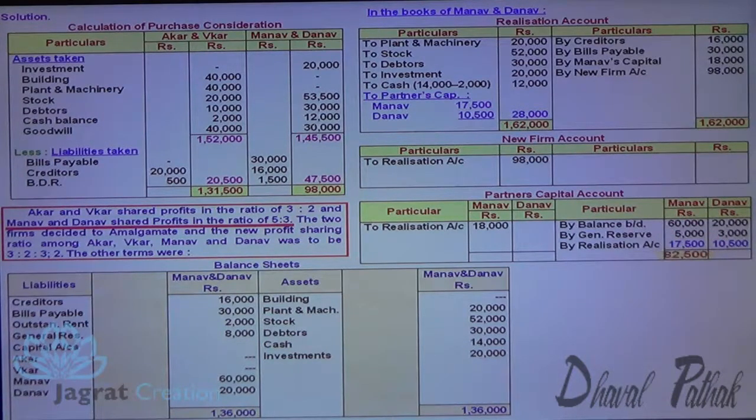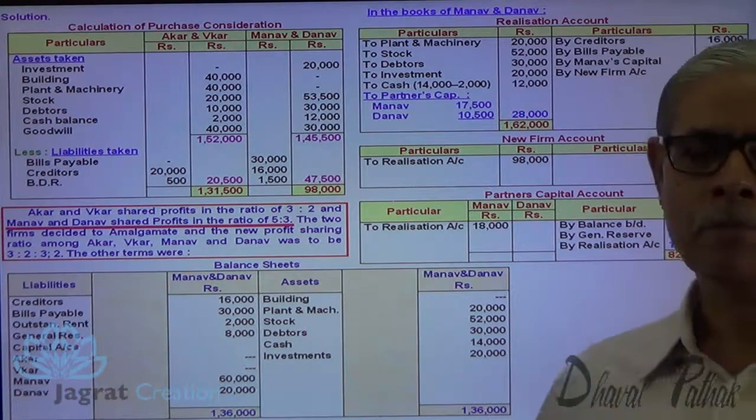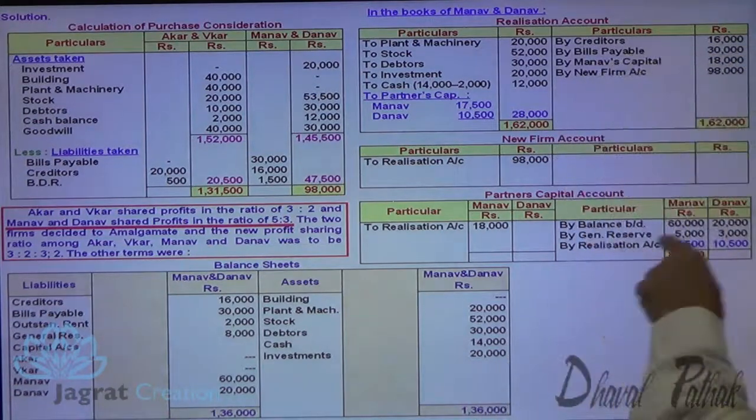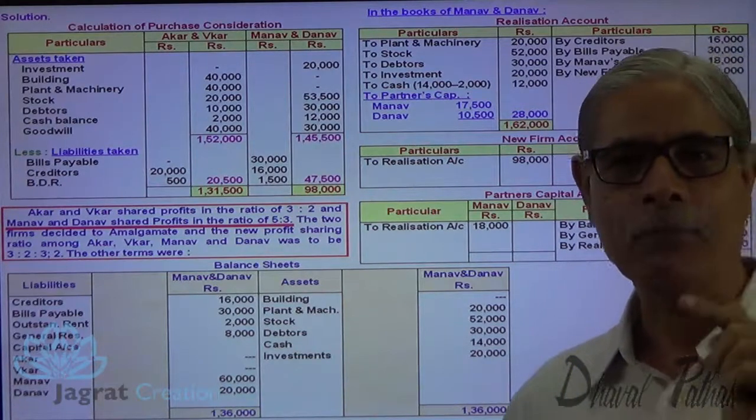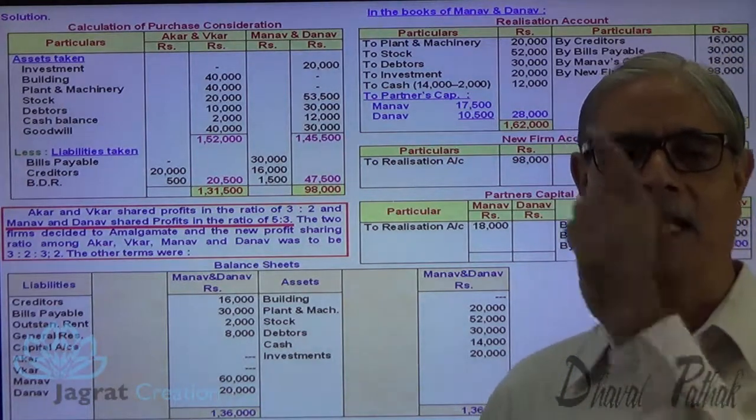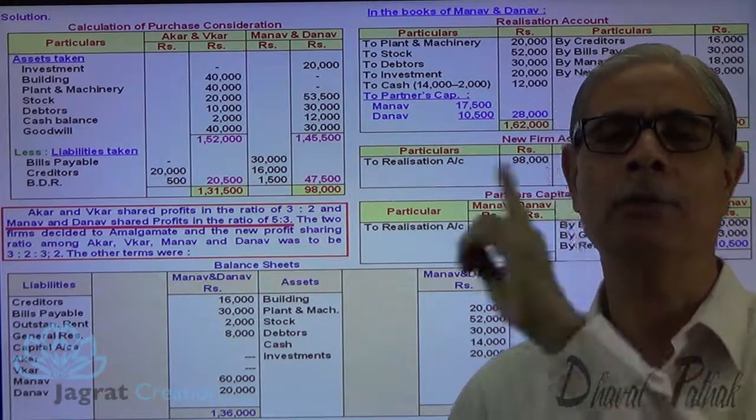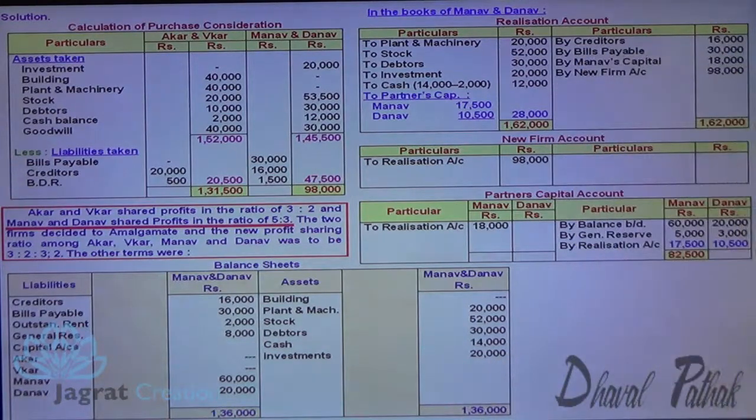Now as I told you, the partnership firm of Manav and Danav is dissolved. They are entitled to have this much claim from the assets of the old firm. All the assets of the old firm are transferred to the new firm. So their claim is also transferred to the new firm because they are going to be the partners in the new firm. So this capital balance of Manav and Danav is transferred to the new firm.